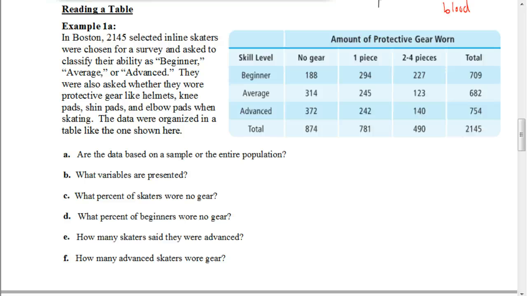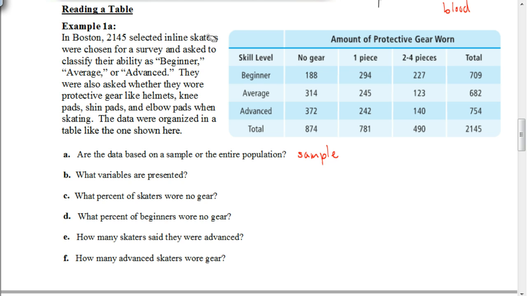And it's clear that it's looking at a sample. The reason why we know it's looking at a sample is because it's dealing with selected inline skaters. It's not looking at all of the inline skaters in Boston. It's only looking at selected ones. So this would be a sample.